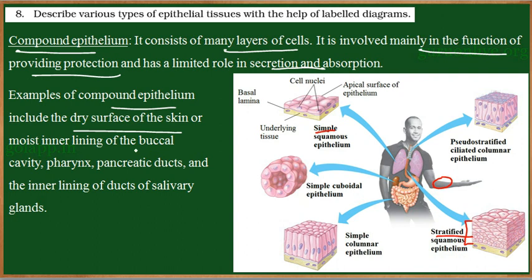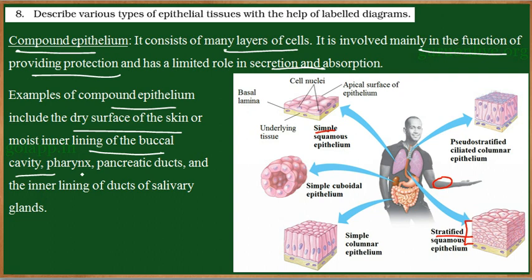So apart from the skin, it is also found in the buccal cavity. The inner layer of the mouth is covered by compound epithelium. When we eat something which is hard or tough, which has a sharp end, it can cause damage to the skin present inside the buccal cavity. So that is why the buccal cavity is lined with compound epithelium. So whenever hard material or substance is eaten, the inner cells do not get damaged.